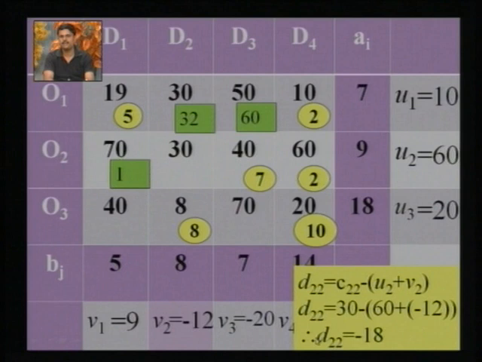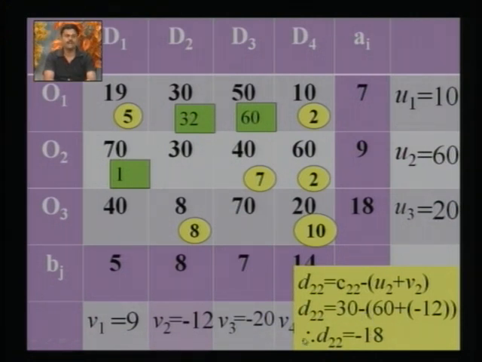D22 is defined as C22 minus (U2 plus V2). What is C22? It is this cost, 30. What is U2? It is 60. V2 is minus 12. So 60 plus minus 12 is 48, and 30 minus 48 is minus 18.